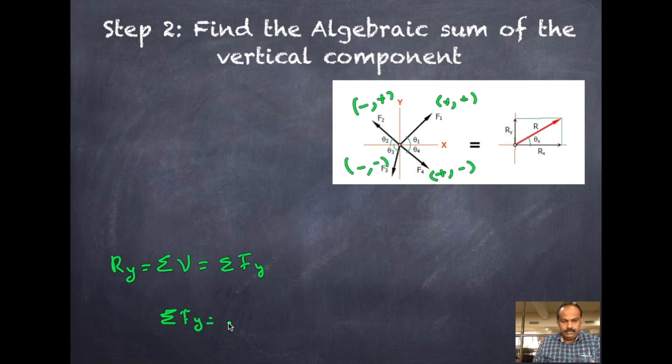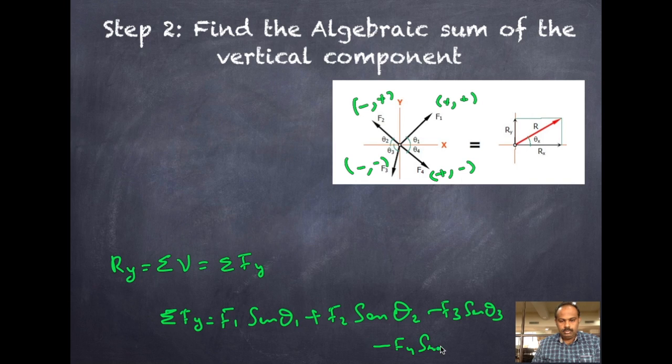Here we'll be finding the vertical component, so we need to multiply the force with sine theta. So F1, the force in the first quadrant, sine theta 1, plus F2 sine theta 2, minus F3 sine theta 3, minus F4 sine theta 4. So this is our vertical component.